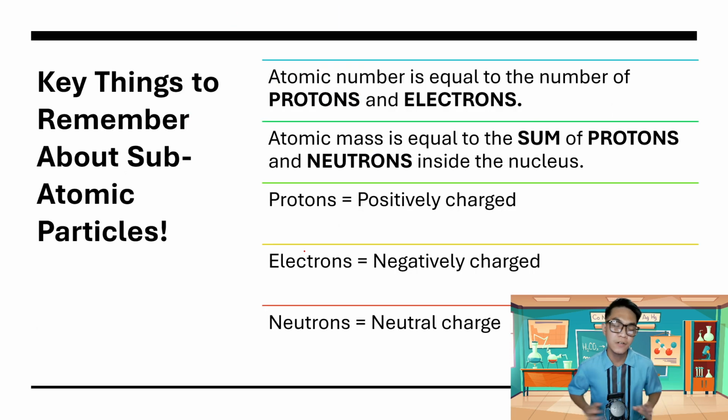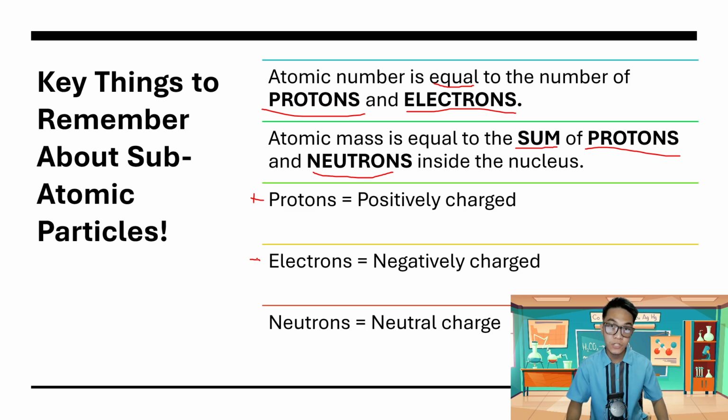Okay? So based on our discussion, we have some key things to remember about subatomic particles. Atomic number is equal to the number of protons and electrons. Always remember, atomic number equals protons and electrons. Now, atomic mass is equal to the sum, which means you add the protons and the neutrons. Protons are the positively charged particles, electrons are the negatively charged particles, and neutrons are neutral. They don't have any charge at all.